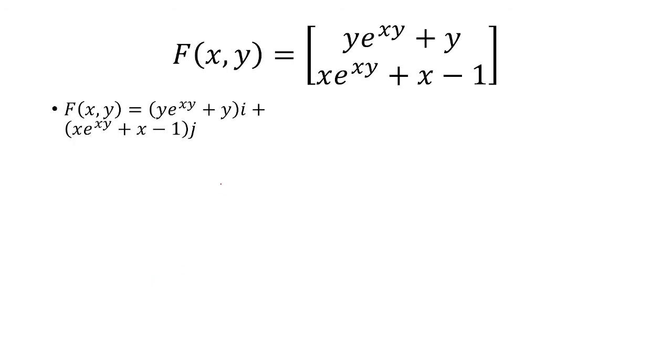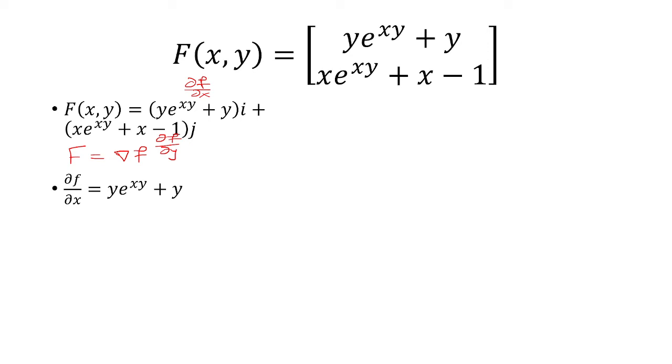Now we want to find the potential function. So recall that the vector field is equal to the gradient of f. So this is basically partial of f with respect to x, partial of f with respect to y. Okay. So you're going to set each one equal. So the first component is equal to the partial of f with respect to x.